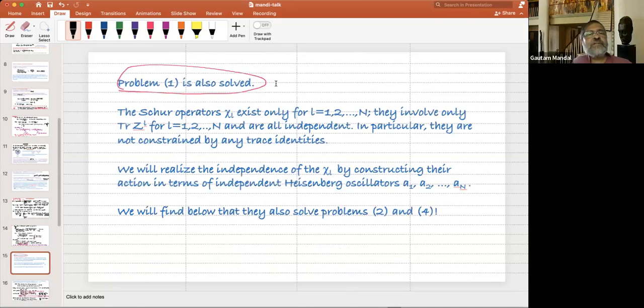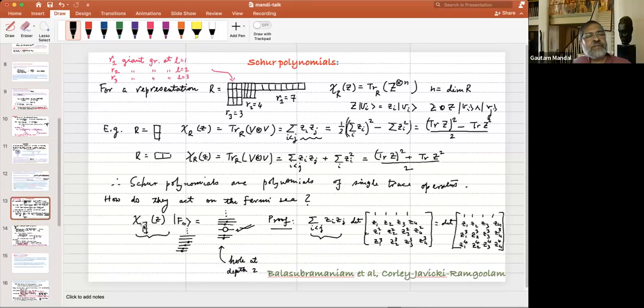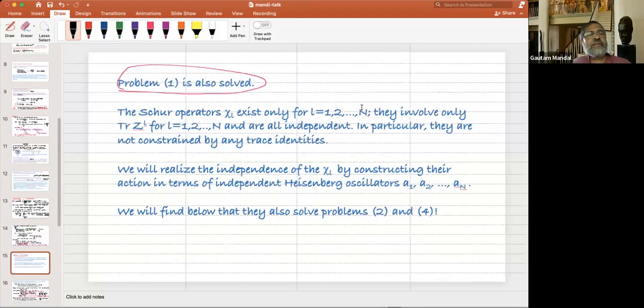Why is that so? This is the question that Alok you asked just now. The Schur operators chi L exist only for L equal to 1 to N, right? Because the maximum antisymmetric tensor representation that you can have in SU(N) is of height N, from the group theory point of view, and of course that also matches the maximum angular momentum for the giant graviton from the bulk point of view, and therefore there are no other chi L's. There is no chi N+1, chi N+2. Those things are simply not there.